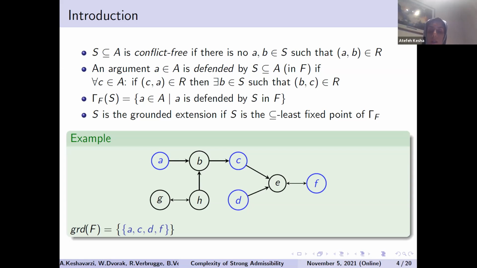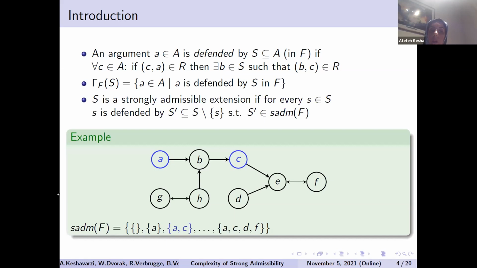There is still another type of semantics that has been introduced for AFs to answer the credulous decision problem on their grounded semantics. For instance, if we want to know whether C is in the grounded extension, we really do not need any further information about the acceptance of D and F. It is enough to know that A can support C against the attack of B. Therefore, the set containing A and C is one of the strongly admissible extensions of this AF. This notion is introduced recursively over the parents of the argument in question.